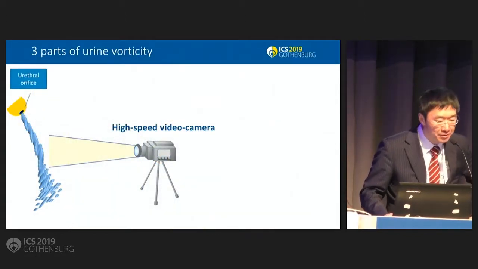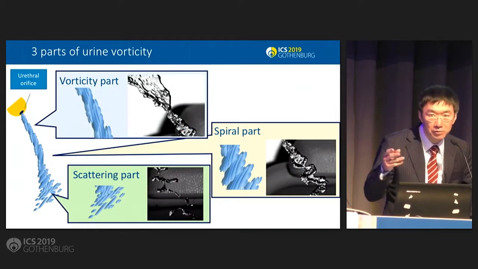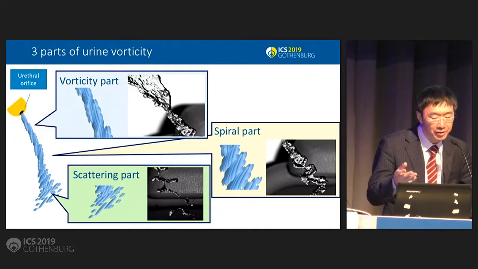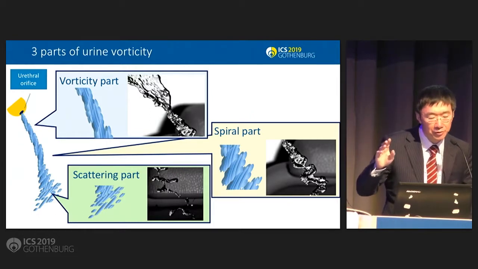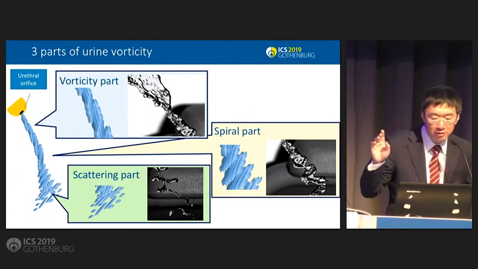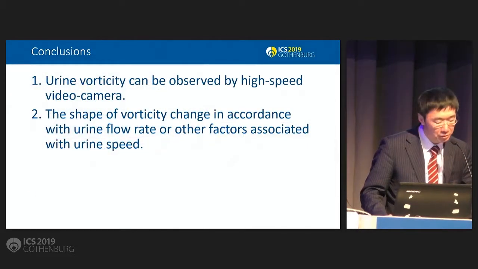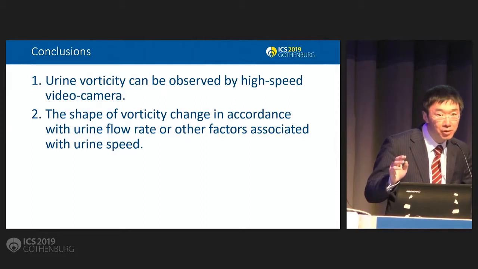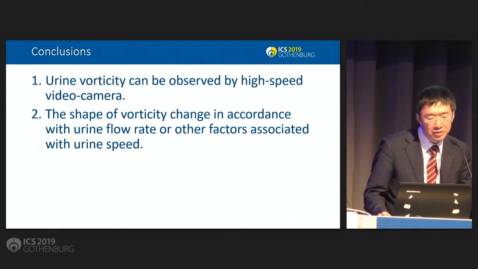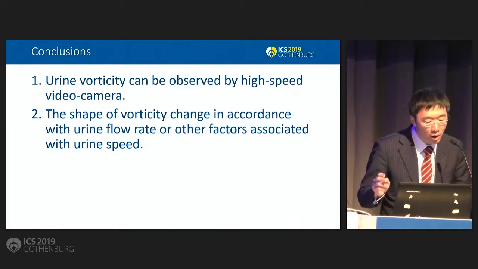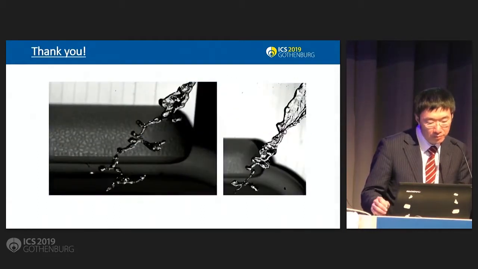So, using a high-speed video camera, we can detect the shape of urine flow clearly, and we can distinguish from the shape of urine flow such as vorticity part, spiral part, scattering part. So in conclusion, urine vorticity can be observed by high-speed video camera, and the shape of vorticity changes in accordance with urine flow rate or other factors associated with urine speed. Thank you for your attention.